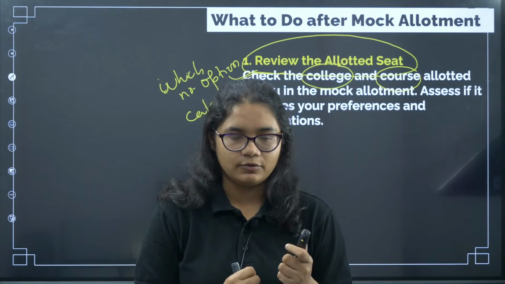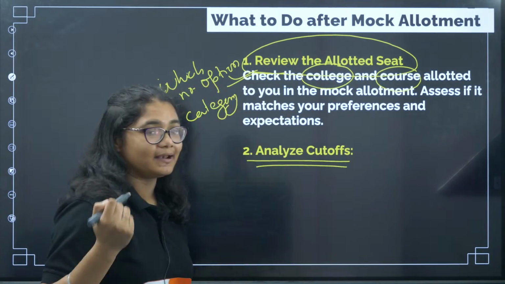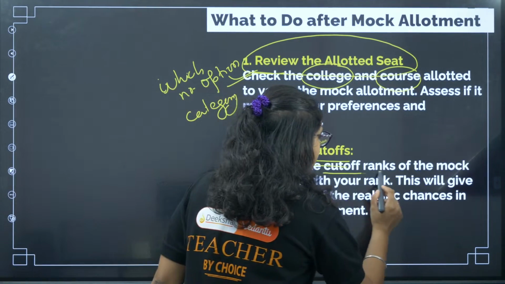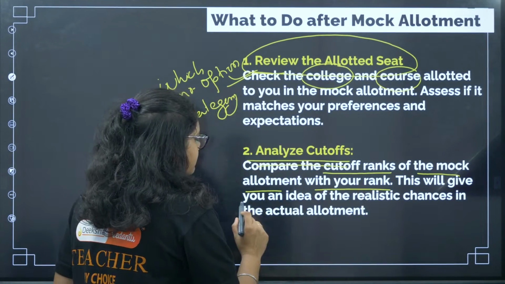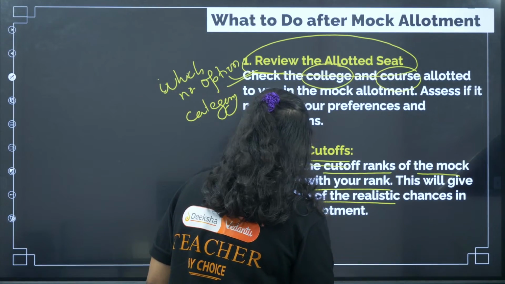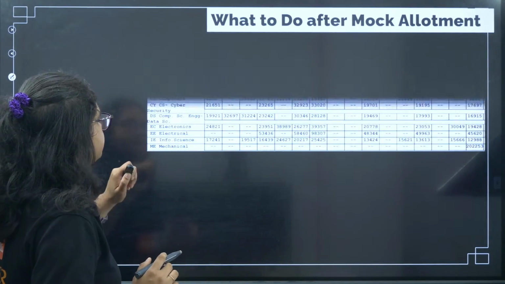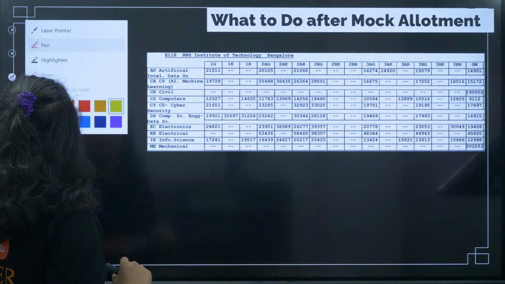Now the second thing you have to do is analyze the cutoff. This is very important. Compare the cutoff rank of the mock allotment with your rank. This will give you an idea of your realistic chances in the actual allotment. We'll understand with an example how to use this cutoff.